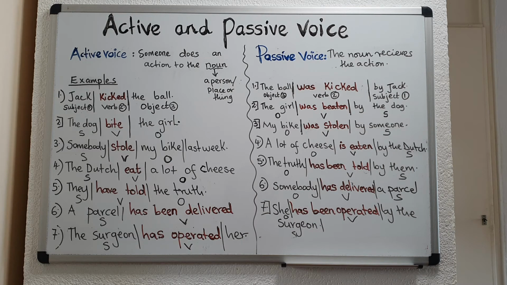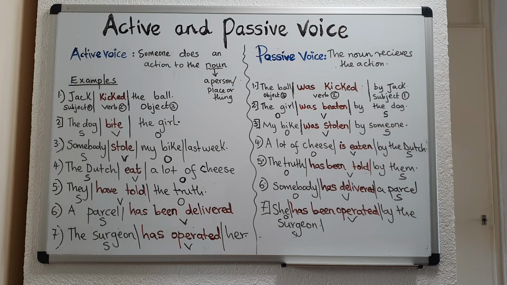Now, we move on to the passive voice. So in this case, the noun or the object receives the action. In the active voice, someone is giving some action to the object. But in the passive voice, the noun or the object is receiving the action. It's passive. Now, I am simply going to change the sentences that we have on the left from the active voice to the passive voice.